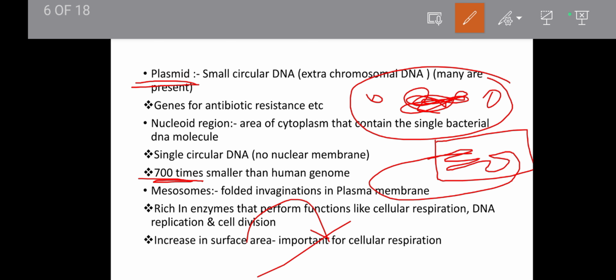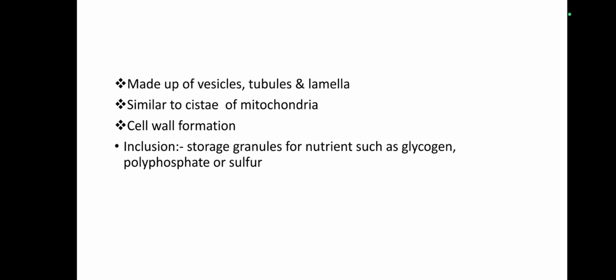That is, this mesosomal structure is very much similar to the cristae of mitochondria. So in eukaryotes, the mitochondria are mainly responsible for cellular respiration. So similarly, this mesosomal structure is also important in cellular respiration. These mesosomes are also rich in enzymes that perform functions like cellular respiration, DNA replication, and cell division. These mesosomes are made up of vesicles, tubules, and lamellae. These are similar to the cristae of mitochondria, as I told earlier. It's also useful for cell wall formation.